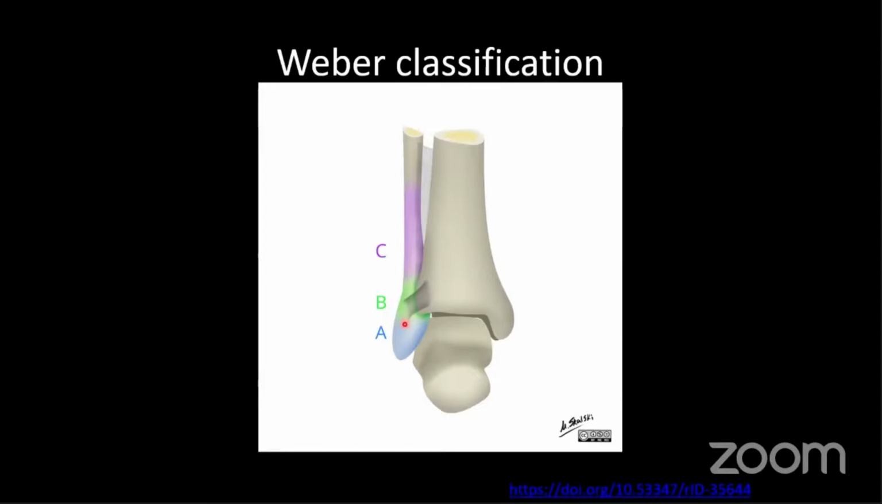And the classification is A, B, and C. Confusingly, A is below rather than above. A is below the level of the syndesmosis, B is at the level of the syndesmosis, and C is anything above. Again, I'm not from a surgical background, but broadly speaking, A can often be managed conservatively because they're stable. B sometimes requires surgery, and C is usually unstable and needs something doing about it.